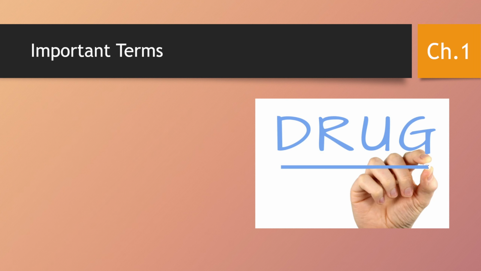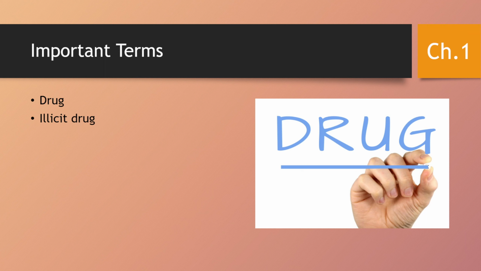All right, let's talk about some important terms that I want you to be aware of and to understand. Number one, obviously, is just drug, right? This is any substance, whether natural or artificial, other than food, that by its chemical nature alters structure or function in a living organism.